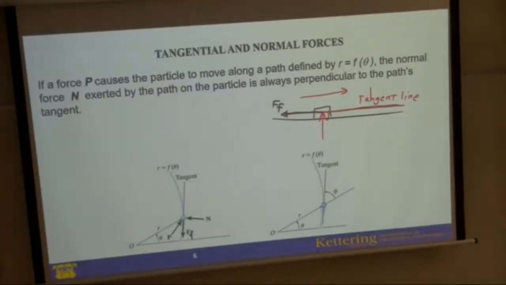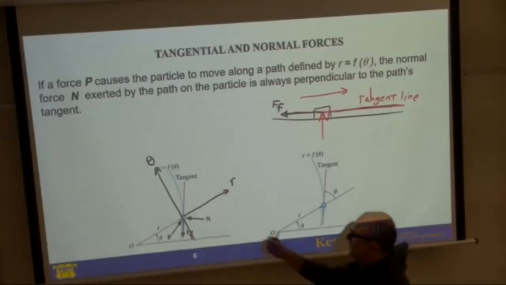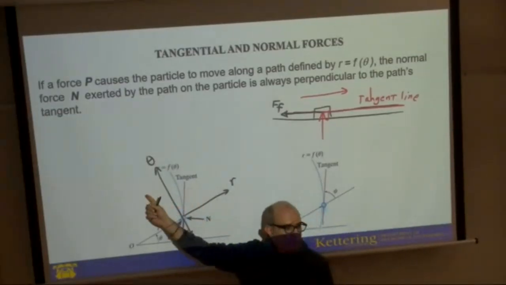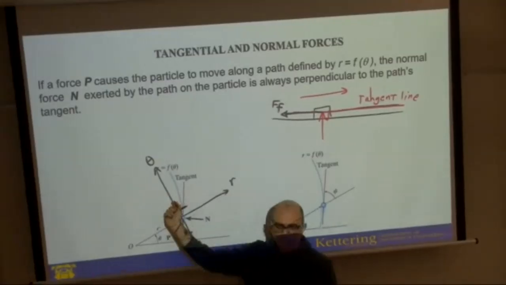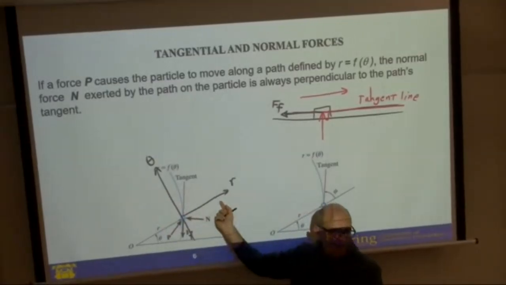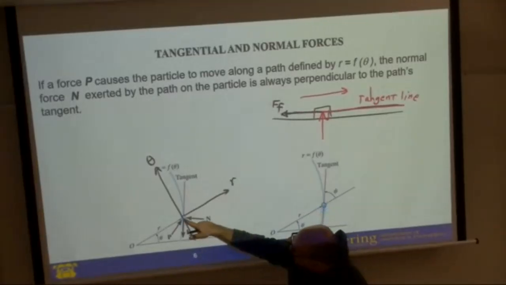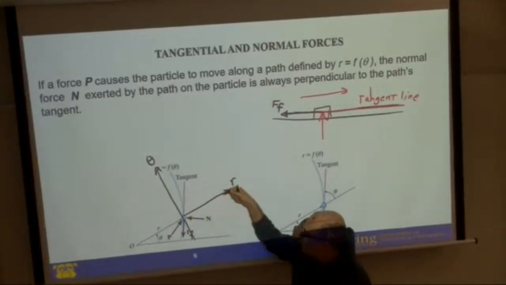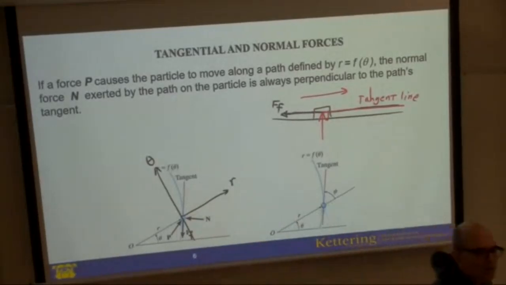Now, if I draw the radial axis, this is the radial axis. Also, if I draw the theta axis, first, you will see, guys, that the tangent line is different from theta, and different from r. And also this normal force is not along r, it is not along theta.